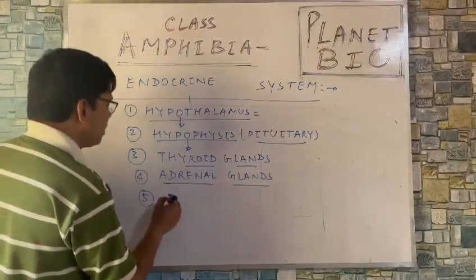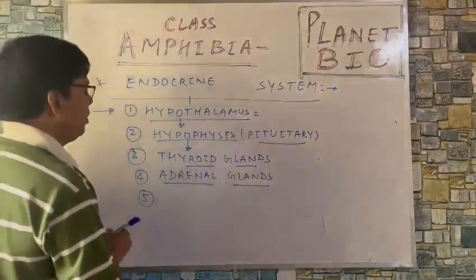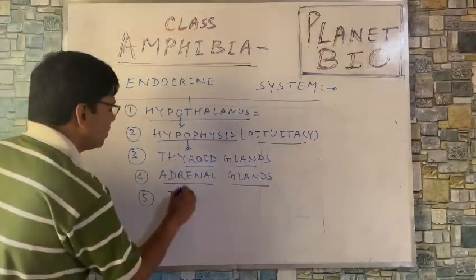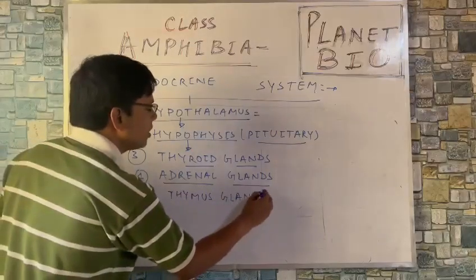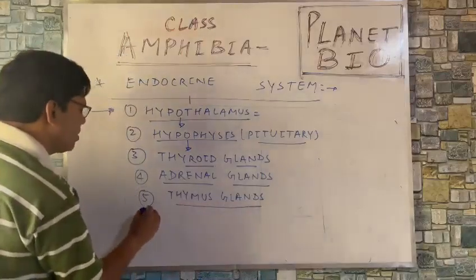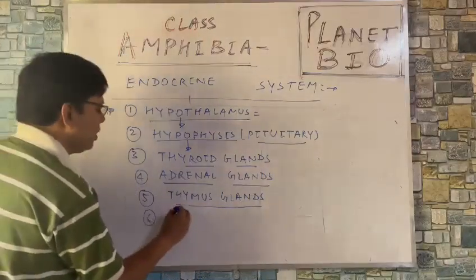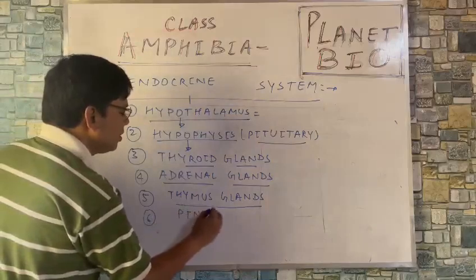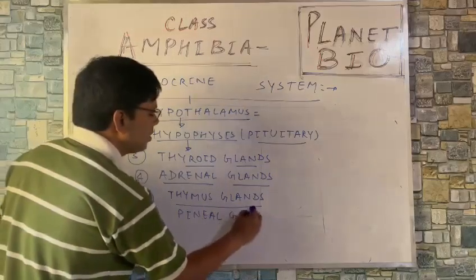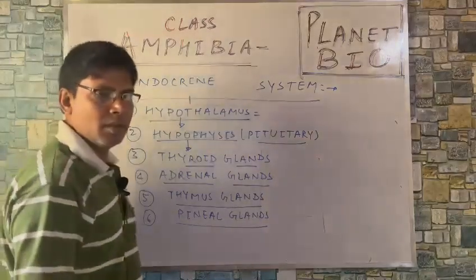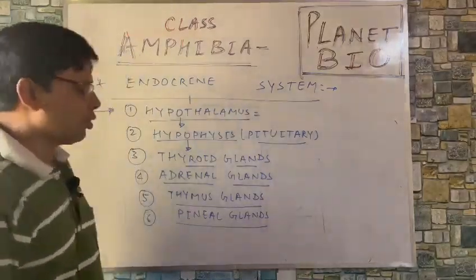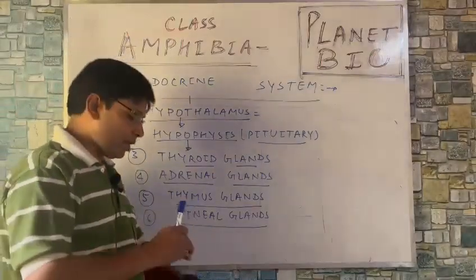Next one, you can write thymus gland. Secretes thymosin related to immunity. Then pineal glands, epiphysis. It secretes melatonin, not melanin. Melanin is a pigment.